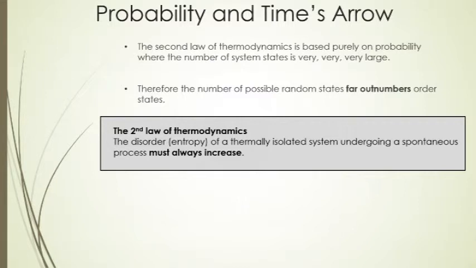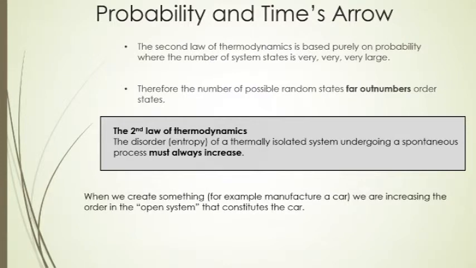Note the words thermally isolated. It does not mean that one cannot introduce order in one system by decreasing order somewhere else. This is exactly what we do as living things. We don't strictly eat to get new energy, as energy is neither created nor destroyed. No, we take in nutrients which are ordered and then use their order to maintain the order of our own bodies while we excrete into our environment more disordered waste products. When we create something, for example, manufacture a car, we are increasing the order in the open system that constitutes the car, while decreasing the order in the overall universe.